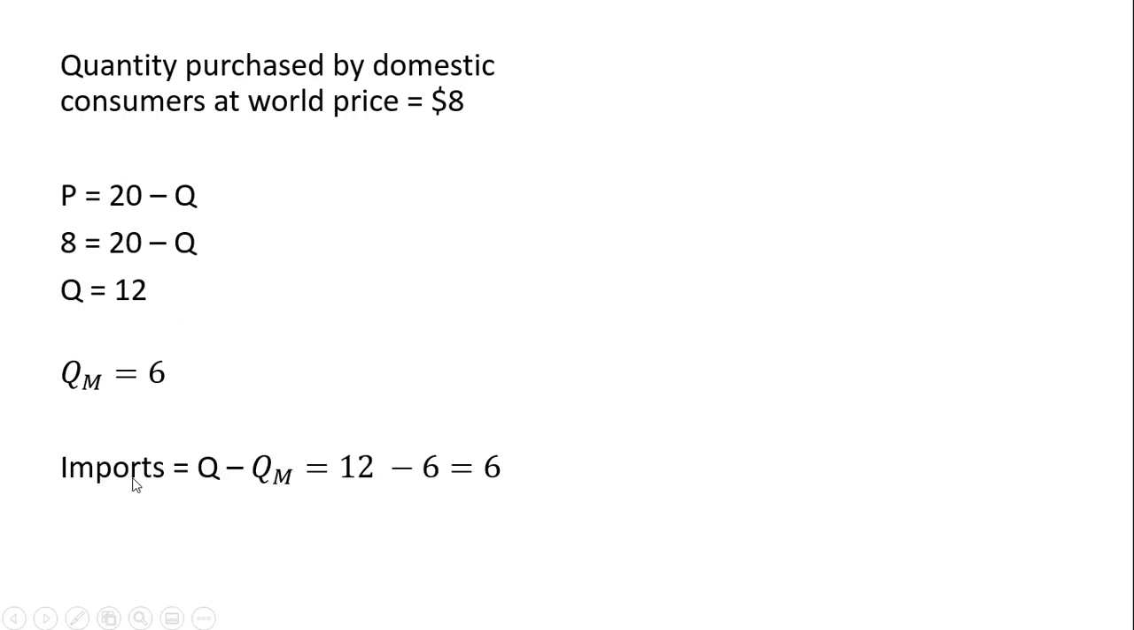Now the quantity purchased by domestic consumers at the world price of $8. Just take the market demand for this product and plug in $8 for P. Domestic consumers are going to buy 12 units in total. Remember, the monopolist is only selling 6 units, but domestic consumers are buying 12. How is that possible? Imports. So the difference between 12 and 6 is the number of imports. So 6 of the 12 goods that domestic consumers buy come from foreign producers.